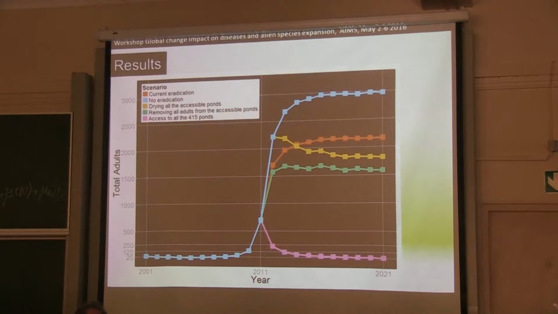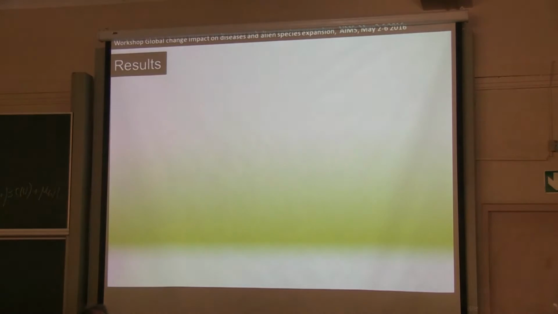We should have access to all these 415 ponds, and we should just remove a subset of adults and a subset of tadpoles without considering juveniles, metamorphs, and eggs, something like this. So here we have an accessibility problem. The access of these properties is very important and is affecting our capacity to remove the species in Cape Town.